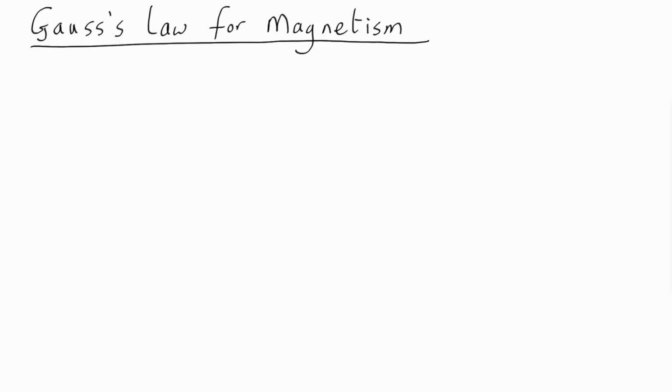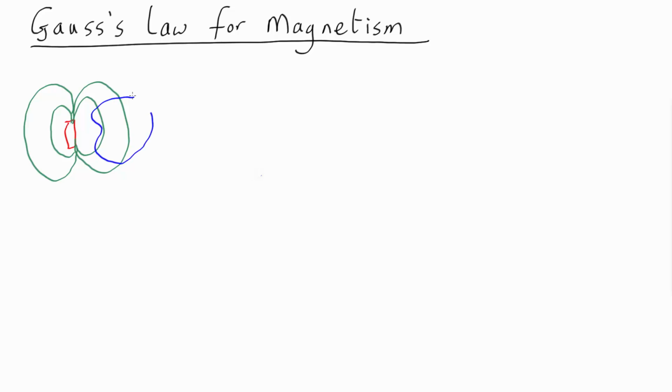We've talked about Gauss's law for electric fields. Now let's talk about Gauss's law for magnetic fields. Let's say we have a magnet here and field lines running much like they normally do for a bar magnet. And now let's pick a Gaussian surface that doesn't include the magnet. So let's say, I don't know, a surface like that.